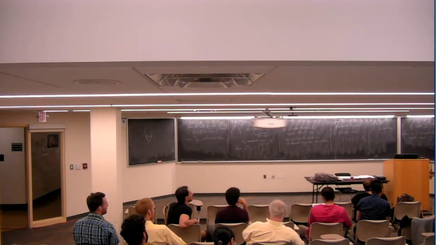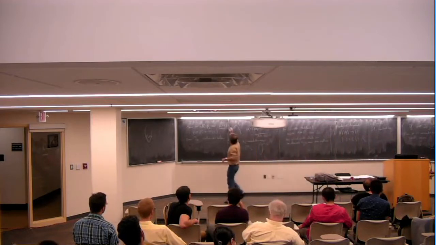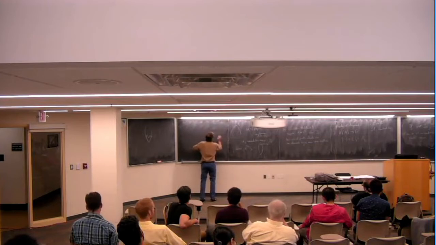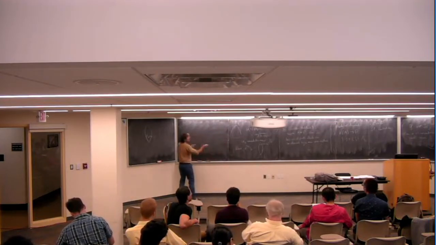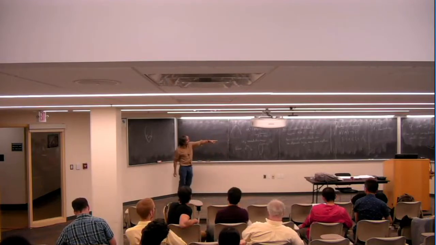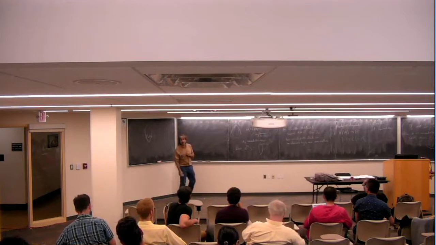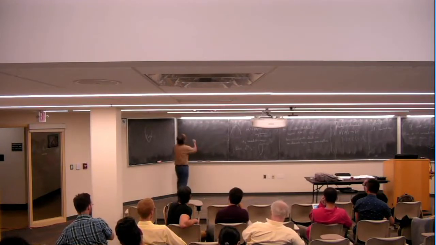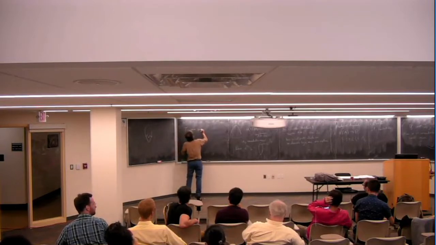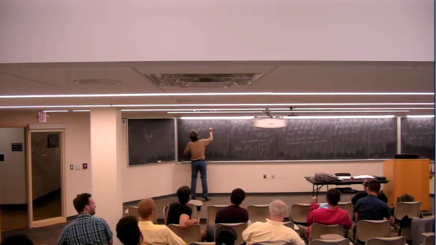So analysis yet again. What they prove is that for functions that look like this, these well-centered clumps, there's an even better constant in the Moser-Trudinger inequality. So they improve the constant in Moser-Trudinger.